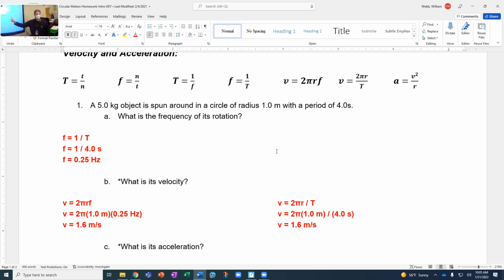If it's taking 4 seconds just to make one cycle, how many cycles is it making per second? A quarter, 1/4. So in the first one, we just take the reciprocal of the 4 and you get 0.25 hertz. And hertz, the abbreviation Hz, just literally means per second. So you could also just have seconds to the -1.